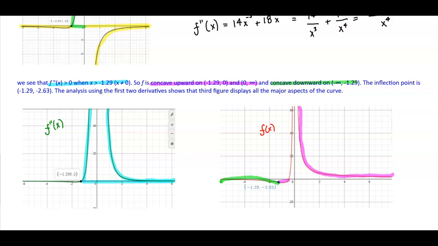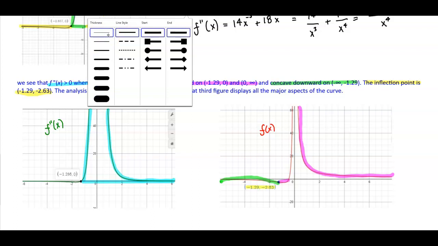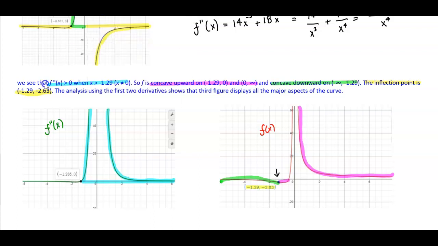Okay, now the inflection point is (-1.29, -2.63). So here we can see that that represents the inflection point. So the analysis using the first two derivatives shows that the third figure displays all the major aspects of the curve.